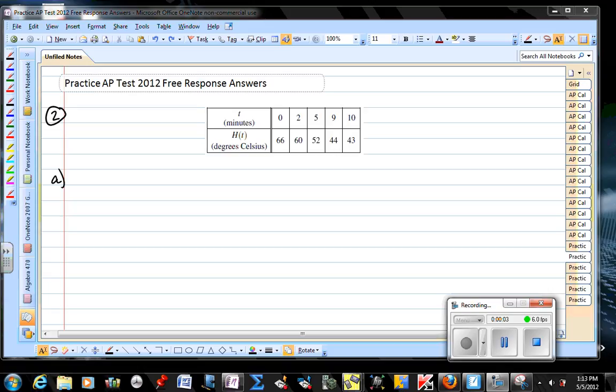Well, in problem number 2, we're given information in a data table about a pot of tea that's cooling. The temperature is measured in degrees Celsius, the time is measured in minutes, and we're given data from 0 to 10 minutes. Now in part A, we're asked to approximate the rate at which the temperature of the tea is changing. Now rate to us means derivative, so we have to try to think of a way to find a derivative when given numbers in a data table.